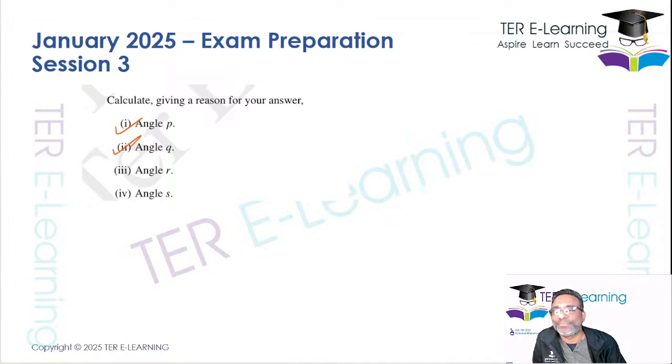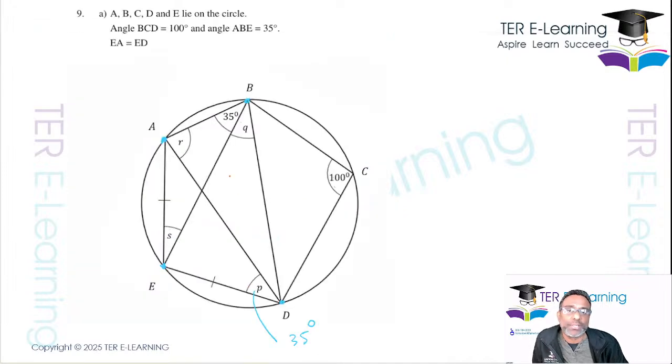Angle Q. Which one is Q now? So this one here is angle Q. What are we doing here? Any ideas for Q?